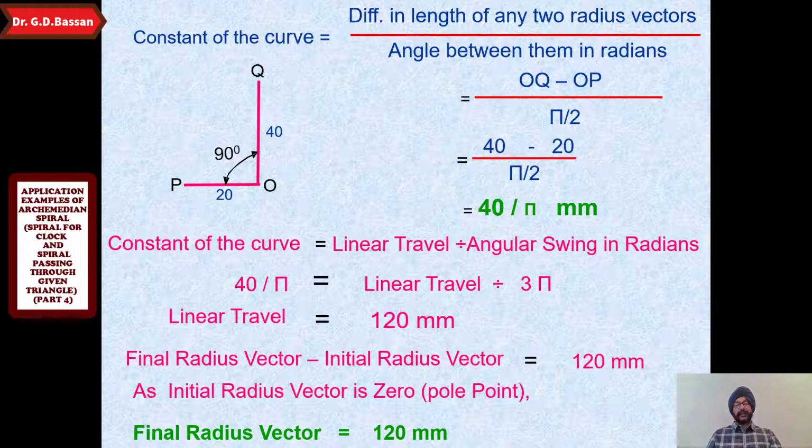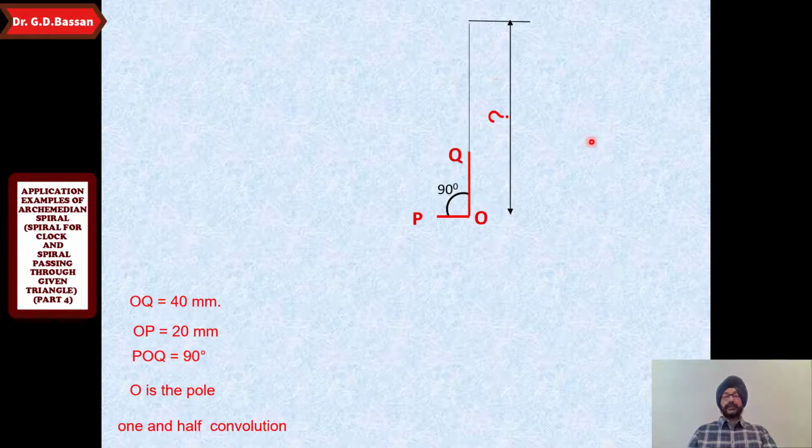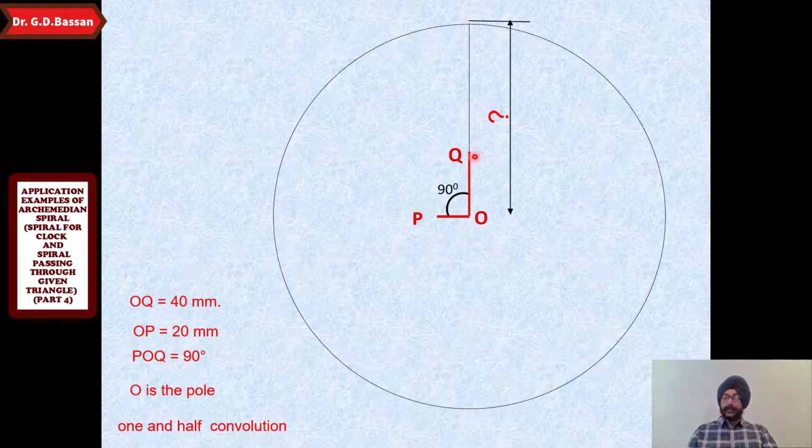So now the final radius vector is 120 mm, we complete the circle and we have to draw the Archimedes spiral. So what is the final radius vector? That is equal to 120 mm. Now again, I'll repeat it also. Why have I taken this as the final radius vector line? Why have I not taken horizontal on this side or vertically downward?